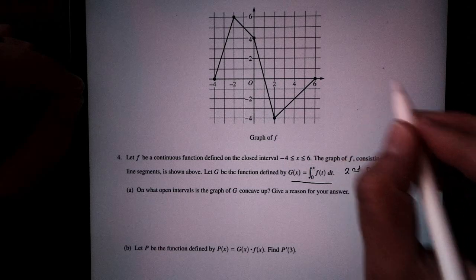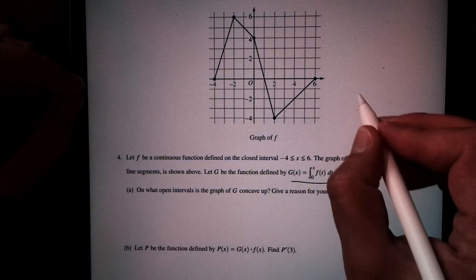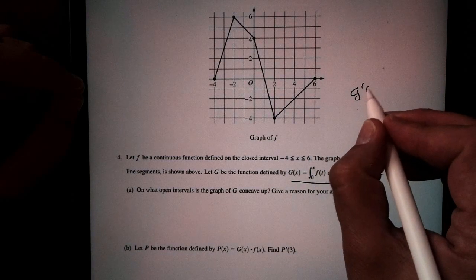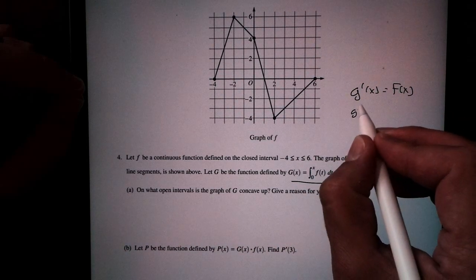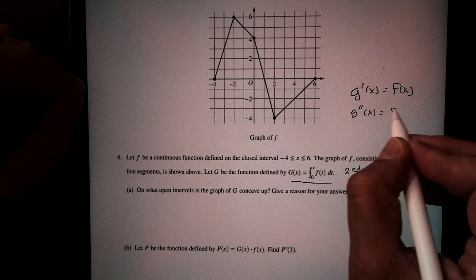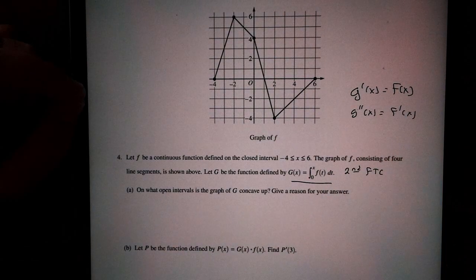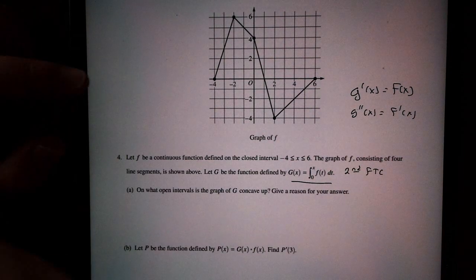Now I'm going to make some rules right here. If g of x is equal to this, I know that g prime of x would equal f of x, and that my second derivative for g is the slopes, or the derivative of f. That might help us out later on. Just get those out of the way.